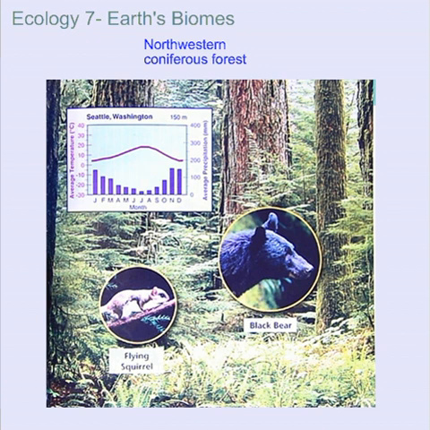Moss often covers tree trunks and the forest floor. Flowering trees and shrubs such as dogwood and rhododendron are also abundant. Because of its lush vegetation, the northwestern coniferous forest is sometimes called a temperate rainforest.